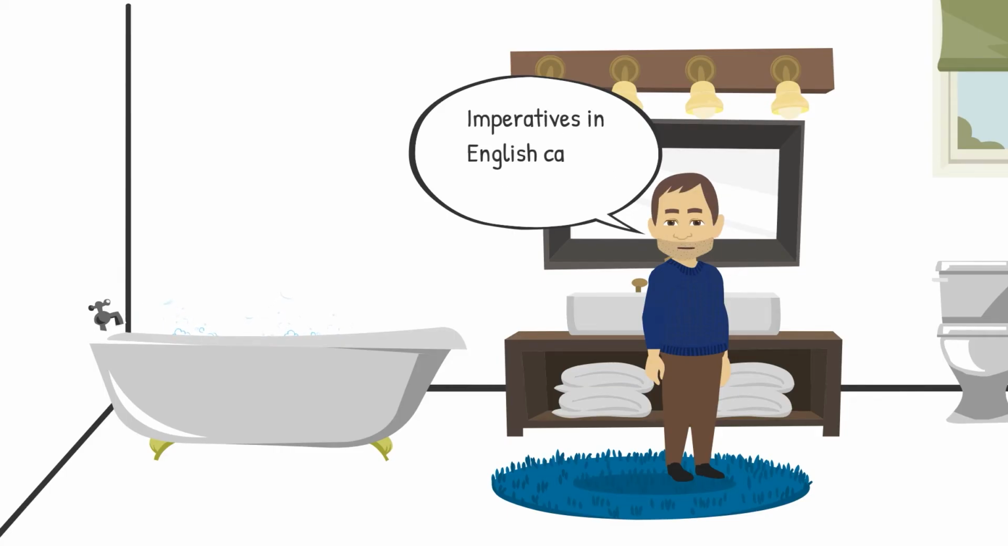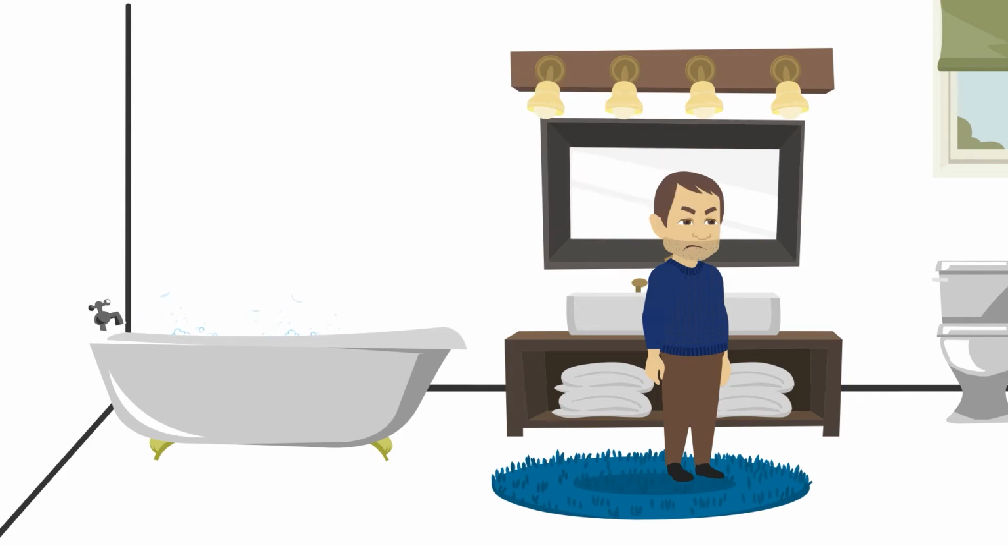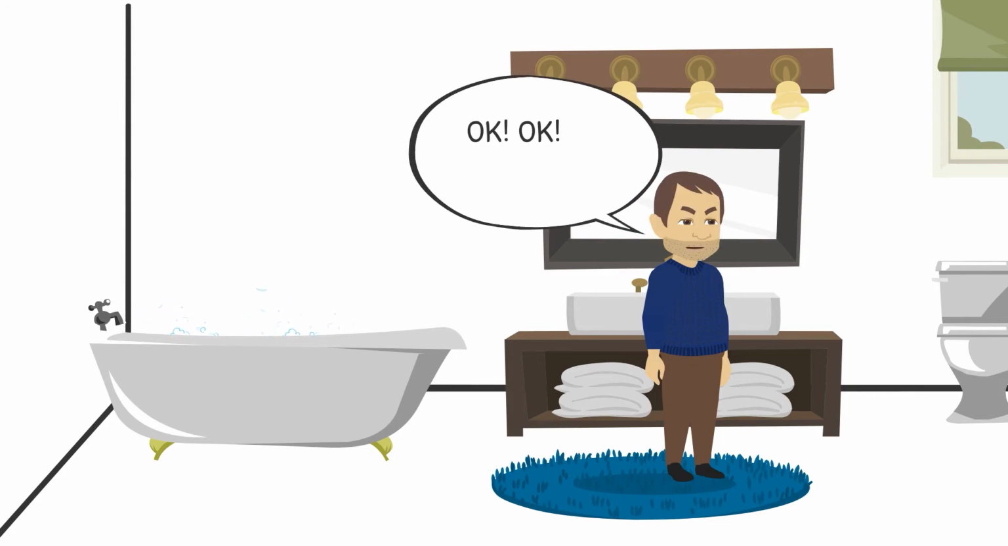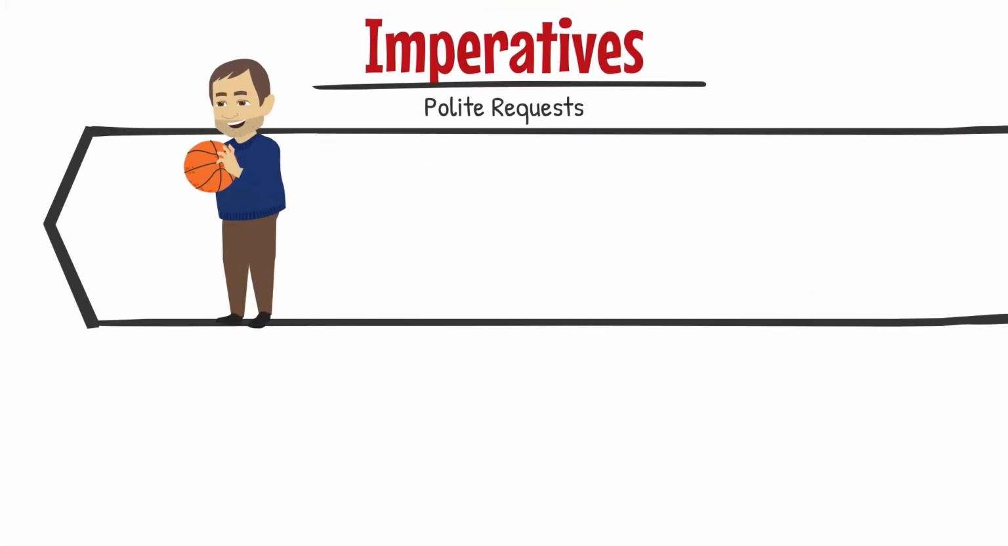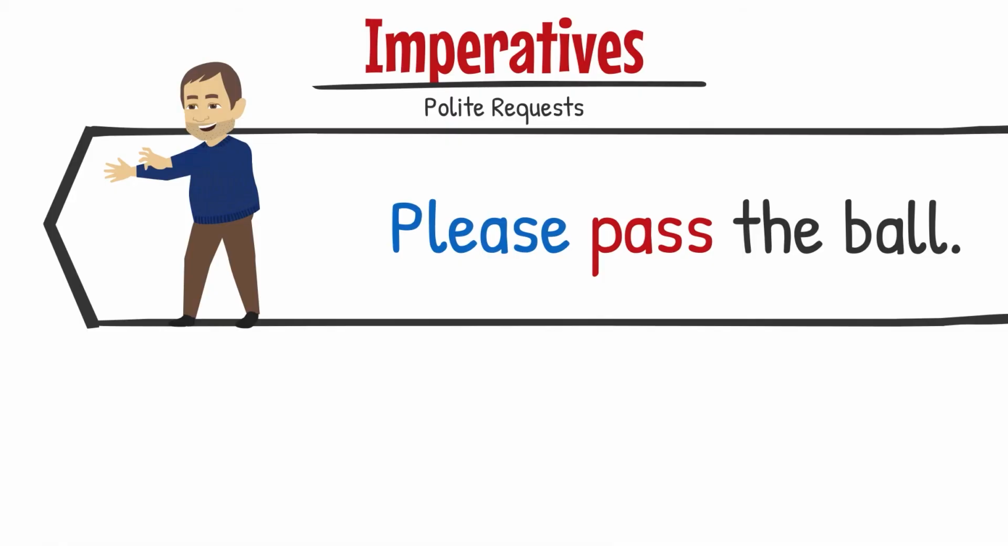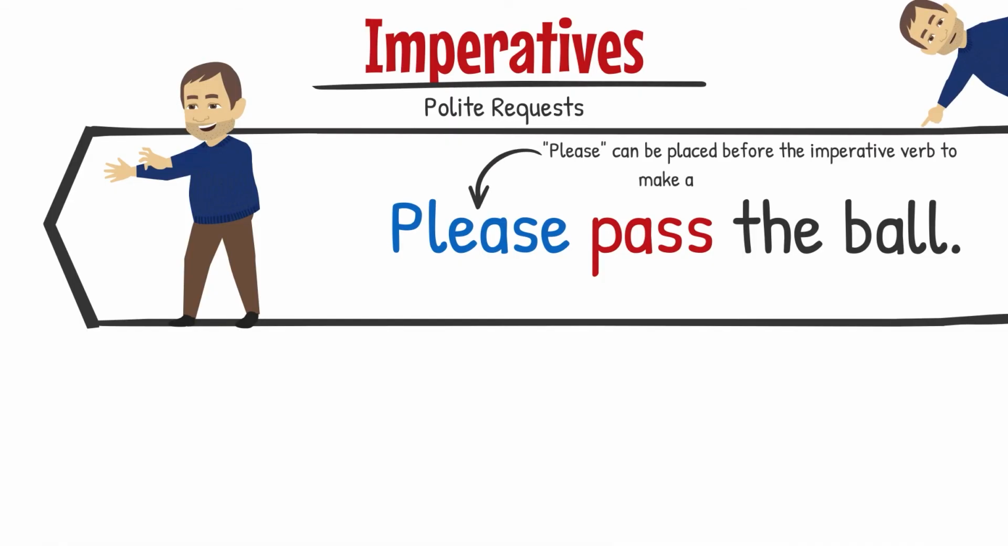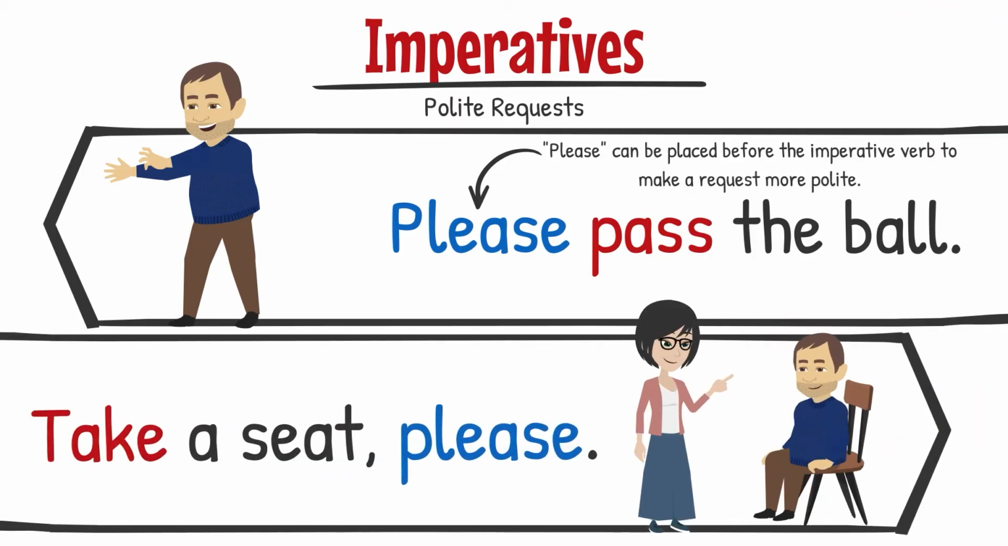Imperatives in English can be considered rude. Words can be added to make them more polite. Okay, I'm coming. Please pass the ball. Please can be placed before the imperative verb to make a request more polite. Take a seat, please. Please can also be placed at the end of the sentence.